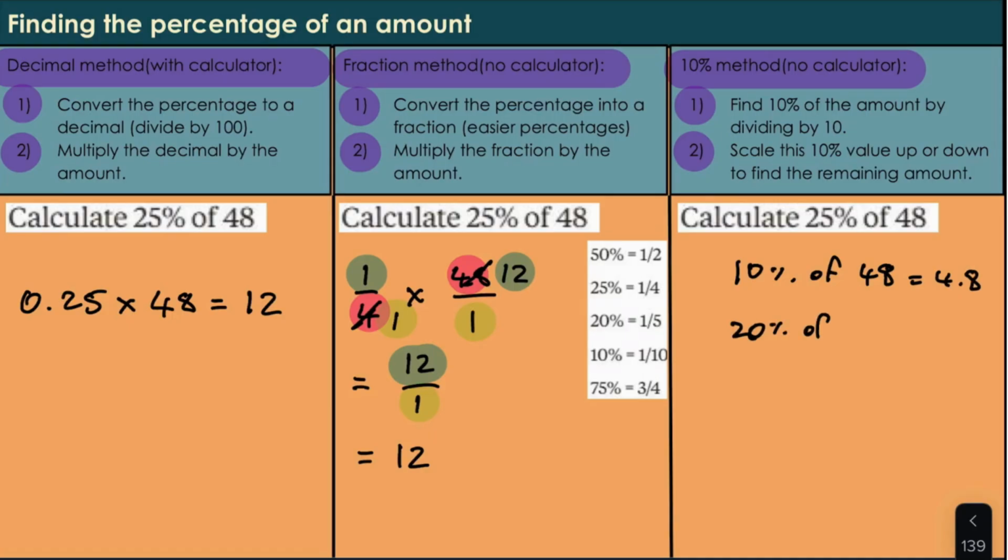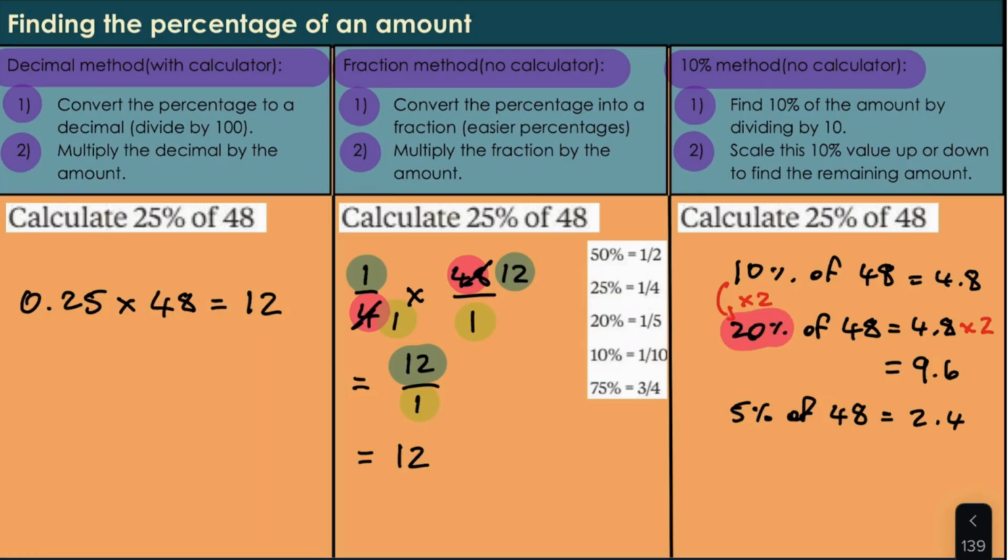20% of 48. What did I do to go from 10 to 20? I multiplied by 2. So that means my 4.8, I also multiplied by 2. And that gives me 9.6. 5% of 48. The 5% value will be half of the 10% value. So a half of 4.8 would be 2.4.